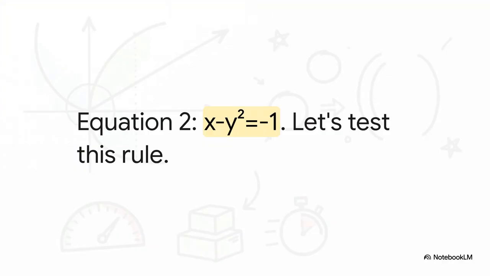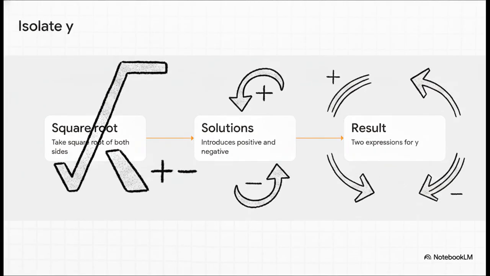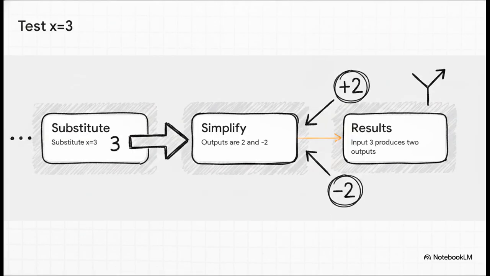It looks similar, but behaves totally differently. We isolate y squared using the exact same steps. But hold on a second. Taking that square root? Yeah, it forces us to add both a positive and a negative solution. Let's drop that exact same test input, the number 3, into this new setup. Whoa! One input of 3 just spit out 2 different outputs, positive 2 and negative 2.